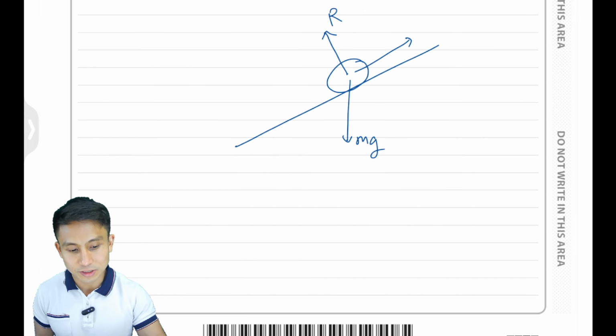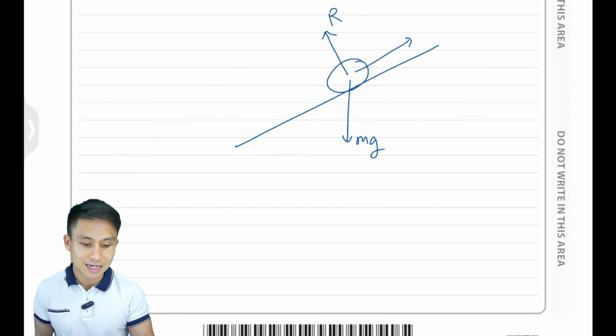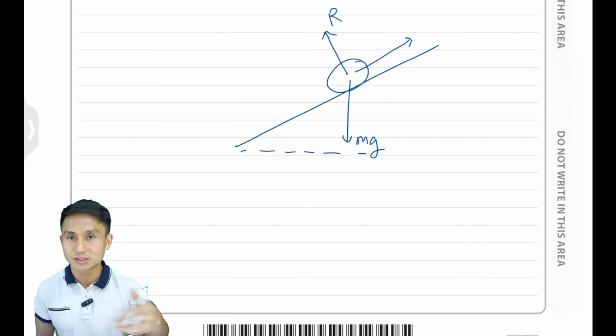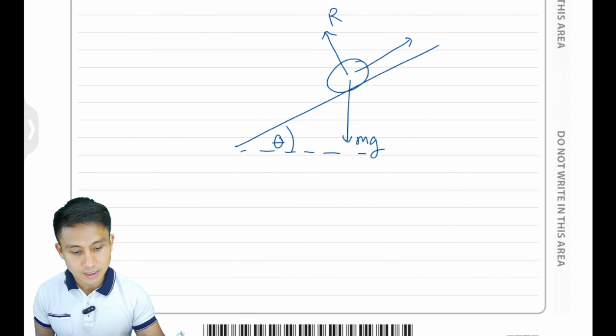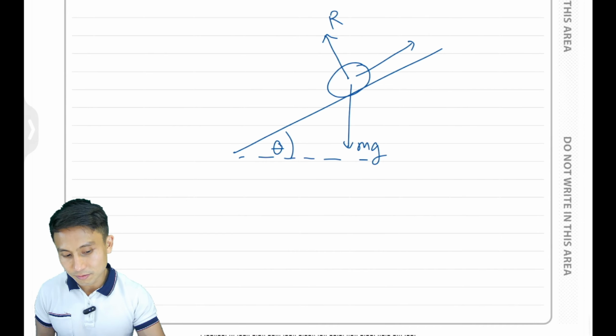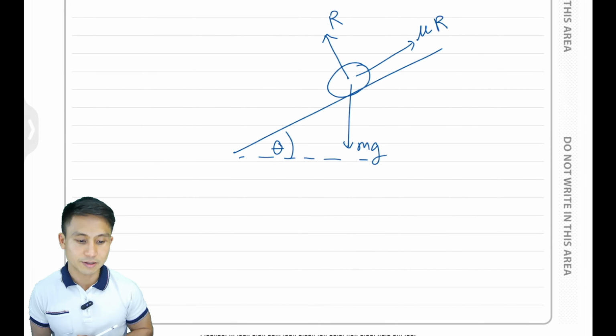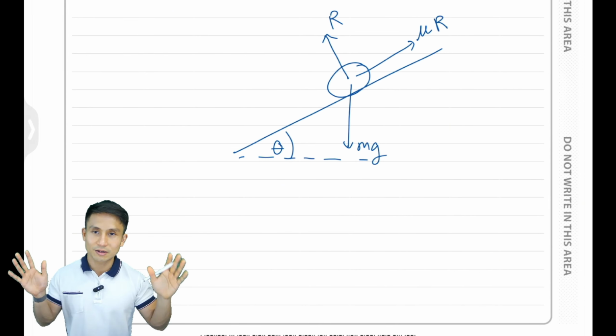And this is friction, which we assume is acting up because this is the minimum case. I mean, if it's the maximum case, then it would have been down. Okay. So this is just theta here. And that is mu times R, right? So these are just the main forces.